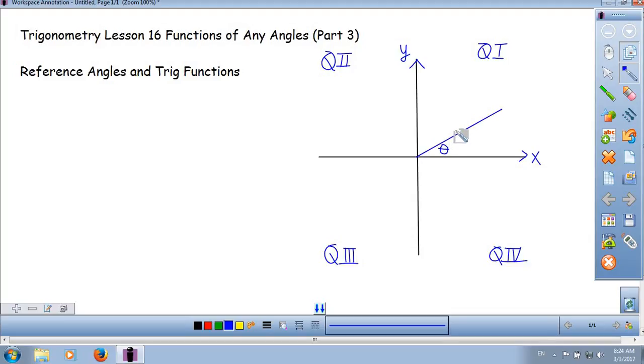Alright, so let's take a look at what reference angles in trigonometry are about. Now remember, we used to call the reference angle theta prime, right? So in quadrant 1, let's review what they are. In quadrant 1, theta prime, the reference angle, is just equal to theta itself.